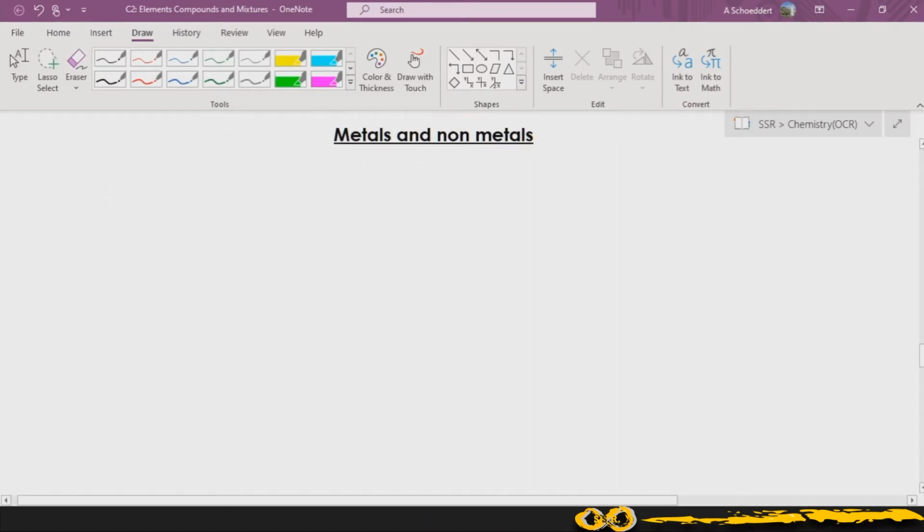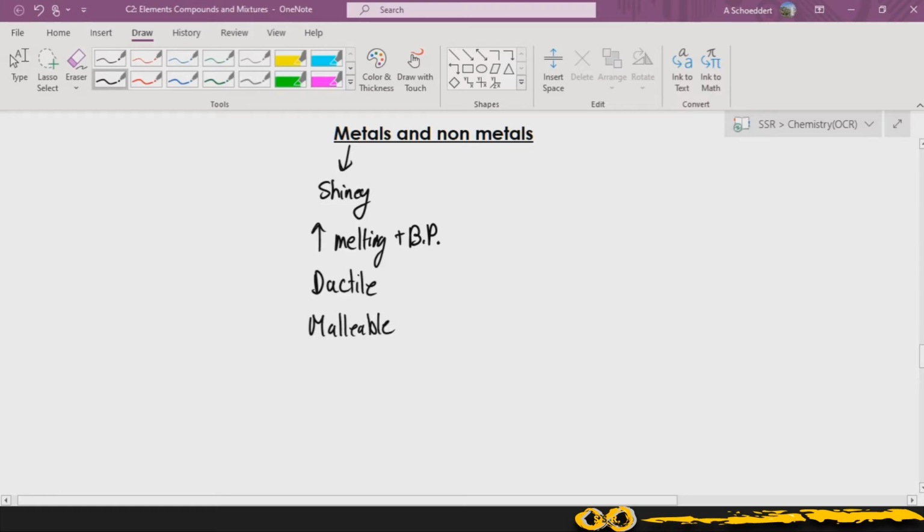Looking at the periodic table, you can tell where the metals and nonmetals are based on the position of an element in the table. But you can also tell the difference between them by their properties. Metals are generally shiny. They generally have a high melting and boiling point. They're also ductile, which means they can be stretched into wires, and malleable, which means that they can be bent. You'll find that they are also good conductors of both heat and electricity.